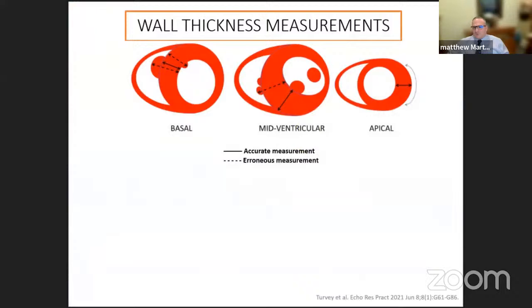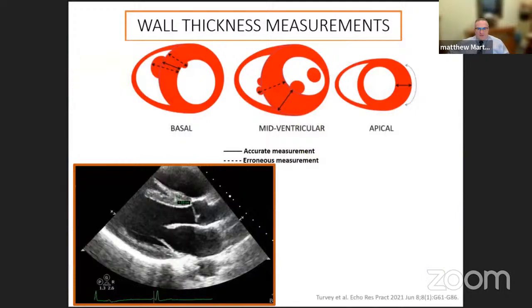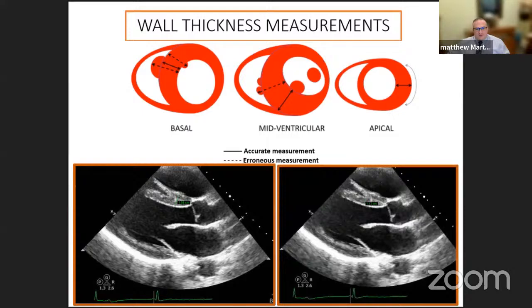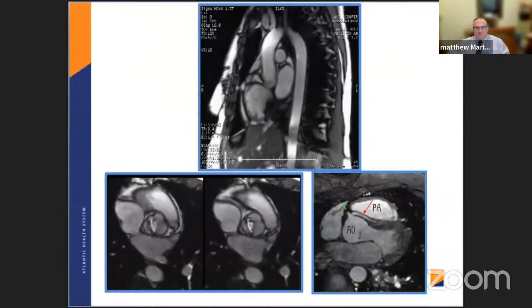So in 2021, we saw this by echo data, comparing it, looking at basal, midventricular, and apical measurements, and there was quite a bit of variation. Here's an example of an athlete that came to me, quote, disqualified for a wall thickness of 1.6. But you can see they absolutely overmeasured it. We remeasured it at 1.1, a normal LV wall thickness. We confirmed that by cardiac MRI. Again, overestimation of the wall thickness utilizing echo.